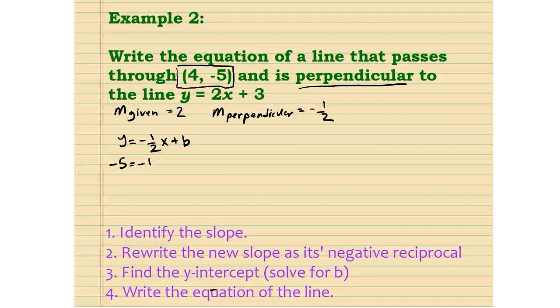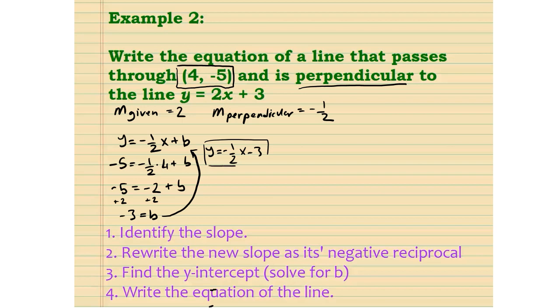-5 is equal to -1/2 times 4 plus b. -1/2 times 4 is -2. -5 is equal to -2 plus b. Add 2 to each side. -3 is equal to b. After this, I can put my b value into the original equation here. Y is equal to -1/2 x minus 3 is our final equation of the perpendicular line.